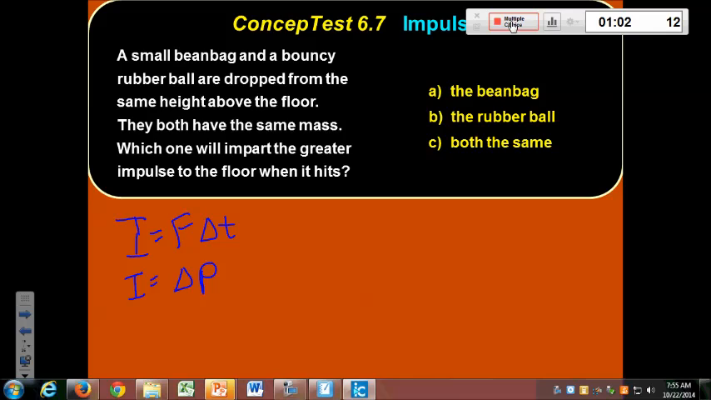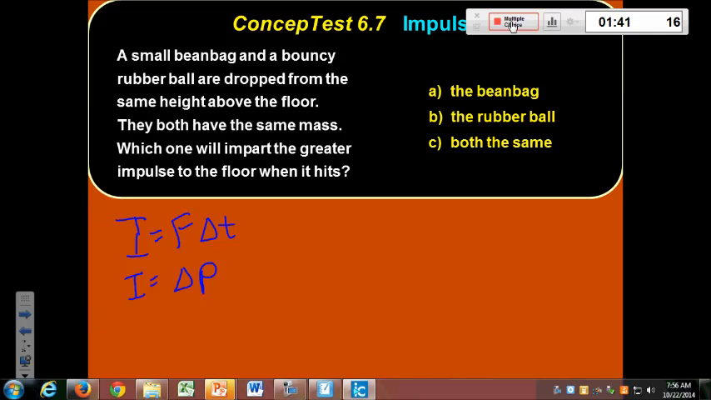Another way of asking this question, because most of you have it wrong right now, is which one will hurt worse? If I throw a beanbag and I throw a rubber ball, which one will hurt worse? Because the one that imparts the greater impulse is the one that will hurt worse. The beanbag or the rubber ball? We're still sort of mixed. I'm gonna help y'all through this.